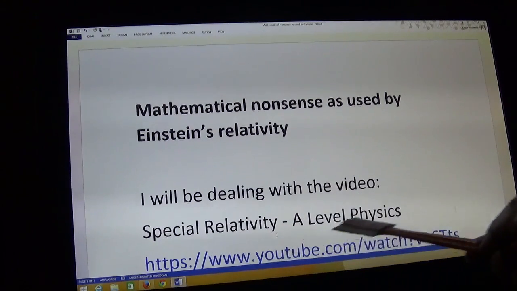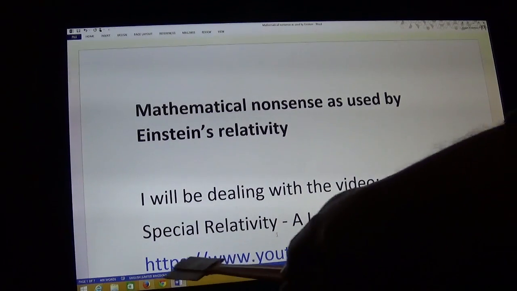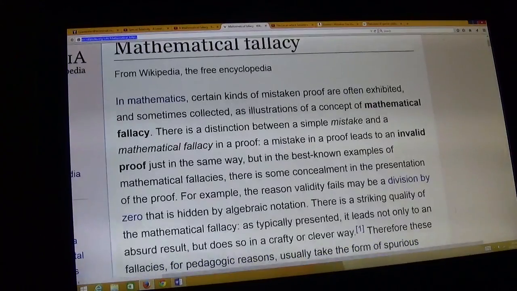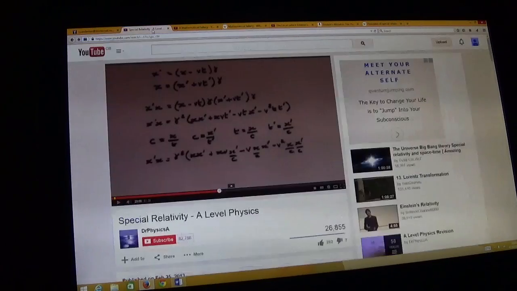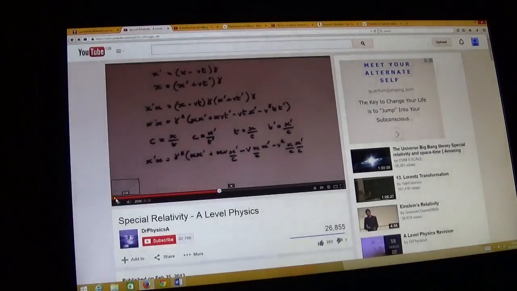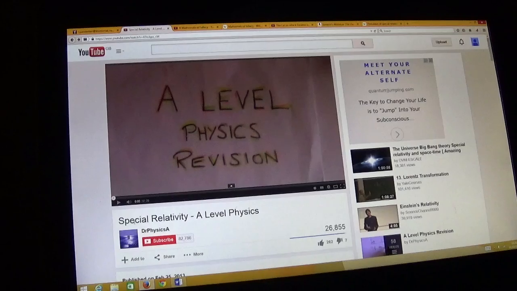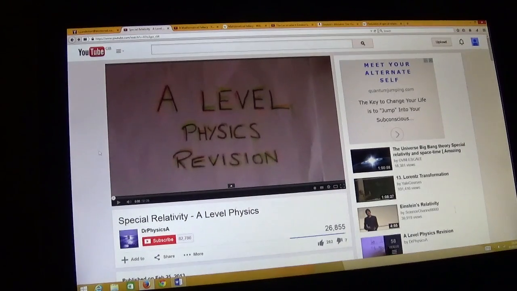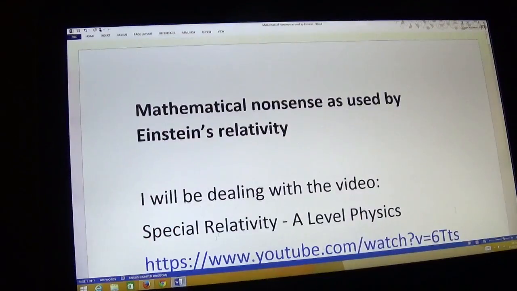Special Relativity A-level Physics, and it's at that internet site. So if we go to it, it's there. If I can start it back at the beginning, it's there. A-level Physics revision. Go back. Right.